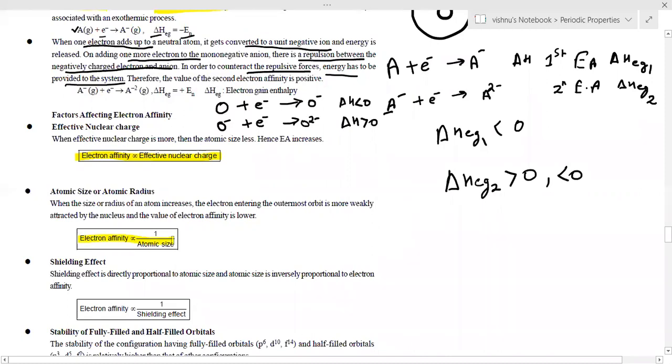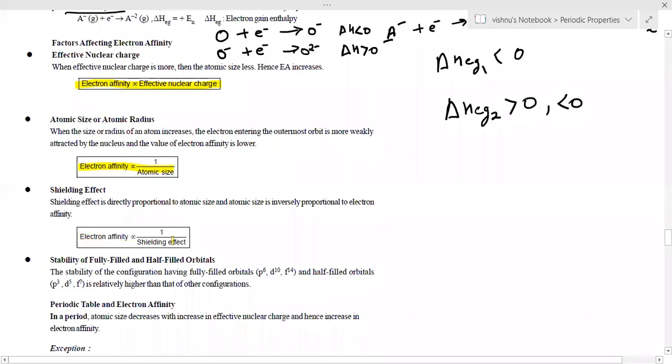Now, what do you think about the shielding effect? Okay, same as ionization energy. Everything is related with Z effective. When screening effect increases, Z effective decreases, and as Z effective decreases, the electron affinity will decrease. So that's why I told you to remember the basic concept of Z effective, effective nuclear charge, because all the properties are based on effective nuclear charge.